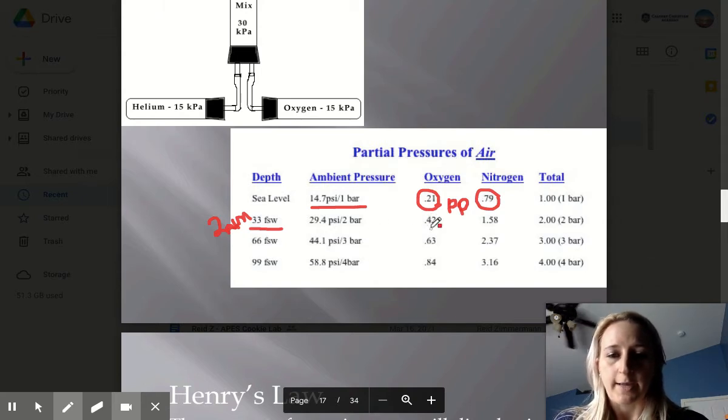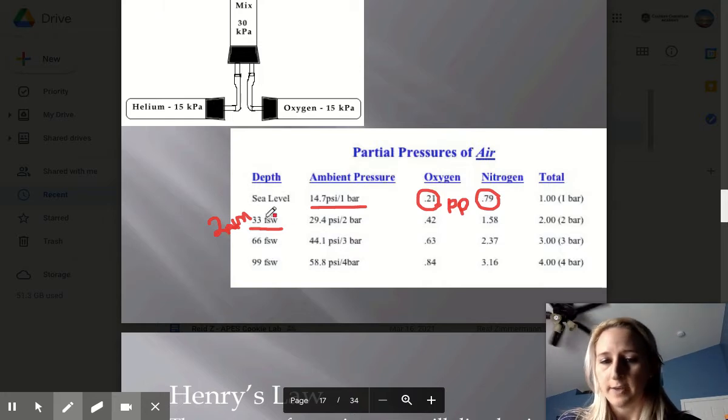All right, so at 2 atmospheres, that means you have 2 times the pressure of oxygen. So 0.21 times 2 is 0.42 atmospheres of oxygen and 1.58 atmospheres of nitrogen. That's just double what you had before. But if you add these together, 0.42 and 1.58, they should give you 2.